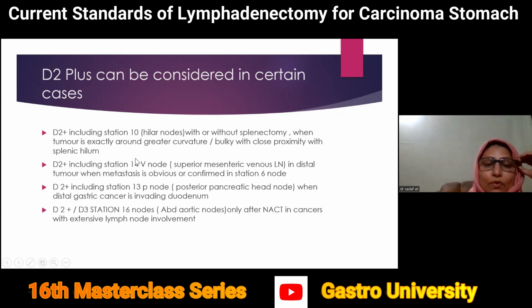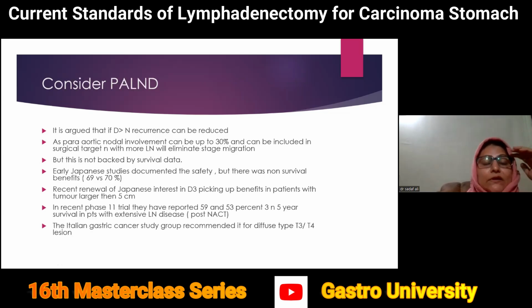Then you should think about removing the 14V lymph node, which is along the superior mesenteric vein. And if you have a duodenal invasion in distal gastric cancer, there are recommendations, though these are not standard recommendations or inclusion in guidelines, that you should take the lymph node which is 13P, which comes along the posterior side of the duodenum. Then, if you have obvious extensive lymph nodal disease and it's an advanced disease, a diffuse involvement of the stomach, and you're doing it post neoadjuvant, you can stage it up to D3 and involve the station 16 nodes in your dissection.